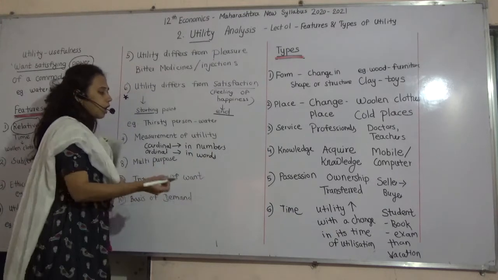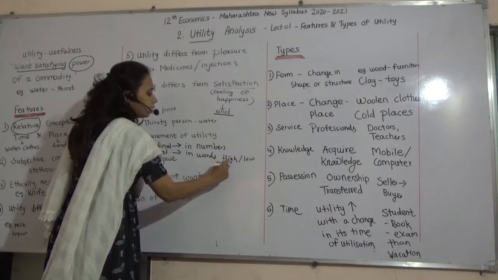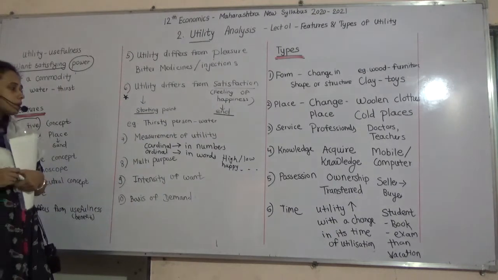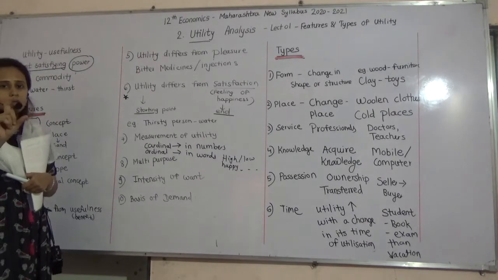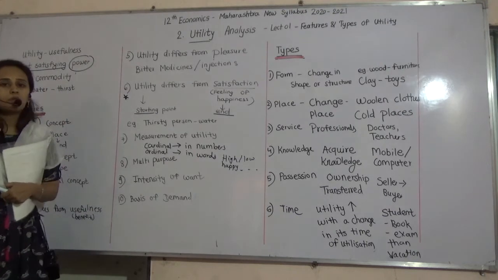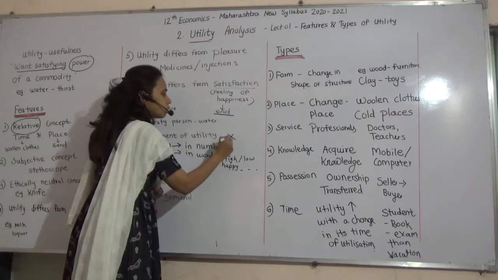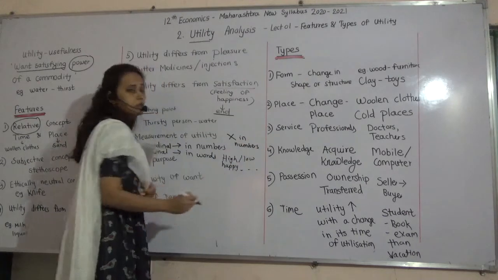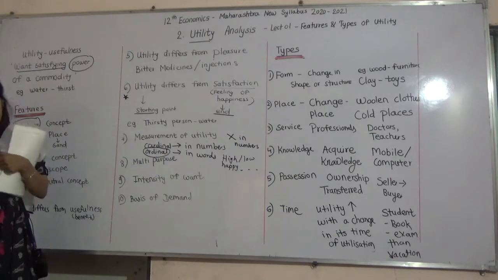We say high or low satisfaction, high, low, or we say happy, or some type of words we use, that is called ordinal concept, and cardinal means in numbers. We never say that after drinking 1 glass of water I get 10 utility, after getting 2 glass of water I am getting 20 utility. So utility cannot be measured in numbers, but it can be expressed in ordinal way.